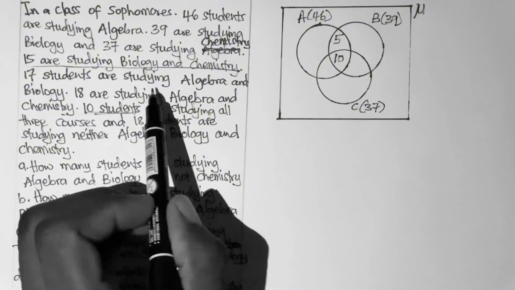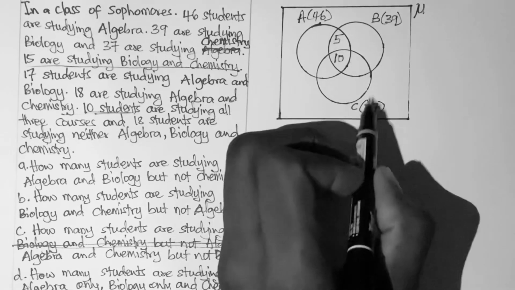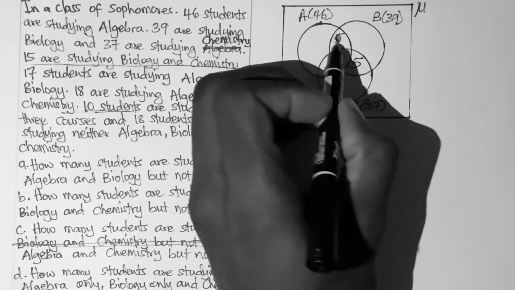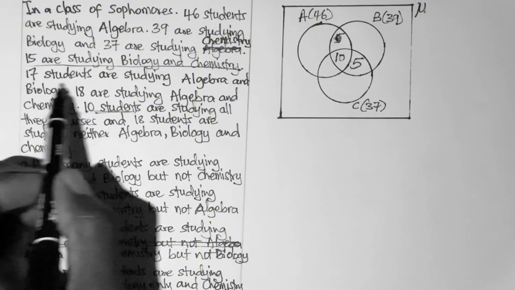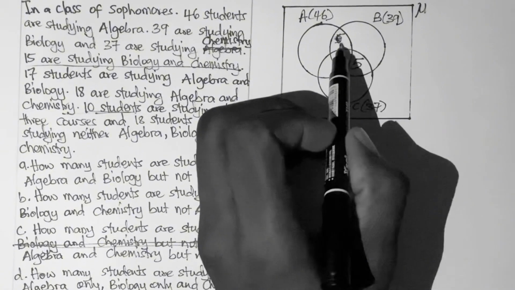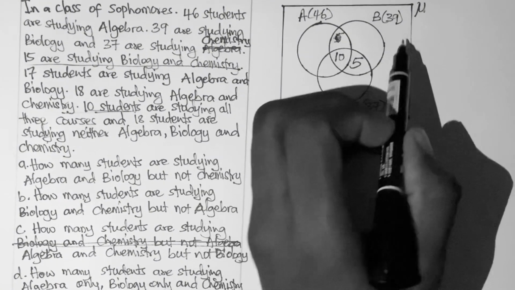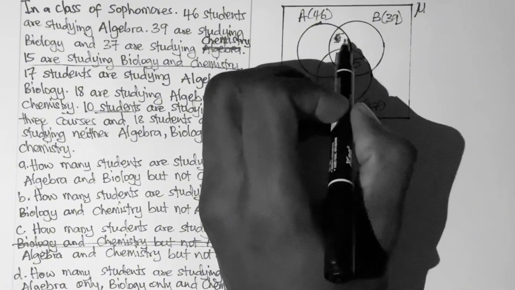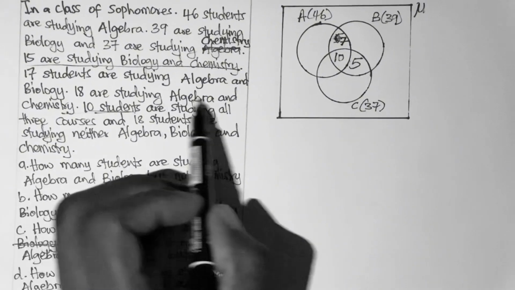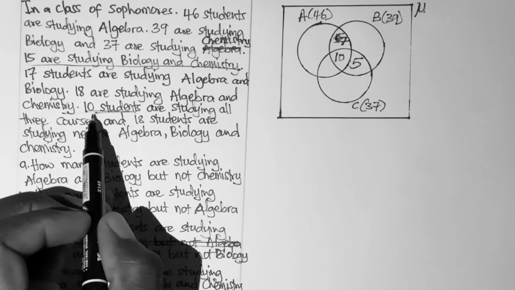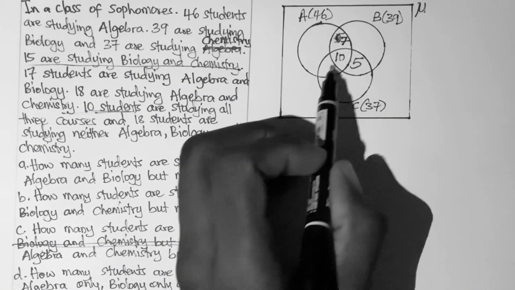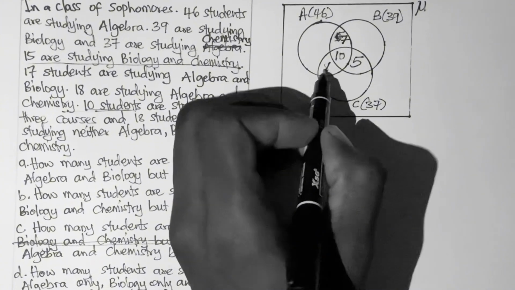And therefore, here is supposed to be 5. Sorry, it's rather here. It's biology and chemistry. So here is 5. I'm sorry about that. And then when we go further, it says 17 students are studying algebra and biology. So here is 17. So here is algebra and biology. So 17 minus 10 is 7. And therefore, here is 7. Then when we proceed, 18 students are studying algebra and chemistry. So this is algebra and chemistry. They intersect here. They are 18. So 18 minus 10 will give us 8 in this region.